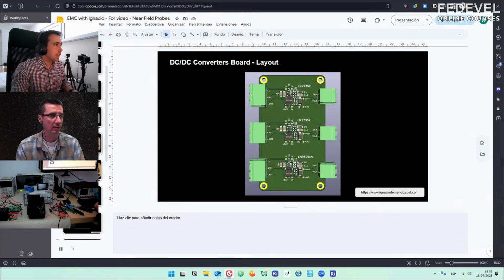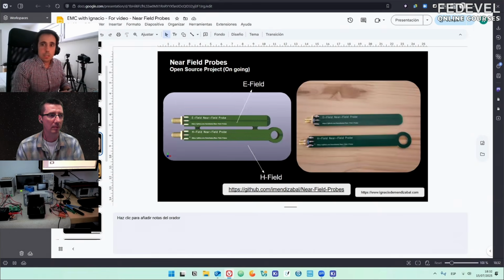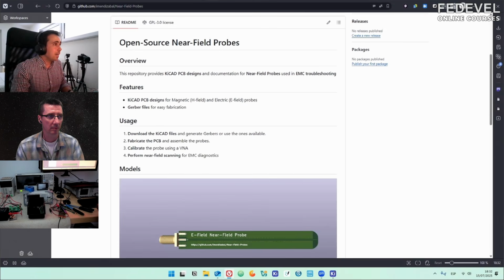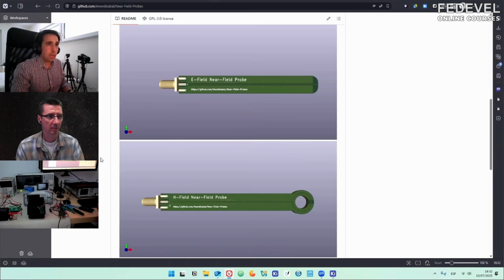And this is something that I have been working on this year, which is building an open source project on near field probes. I want to make it very accessible. And now what I'm very happy about is that I received the probes, I validated them, and they are working, and they can be found on the internet, and all the files, everything can be found online.